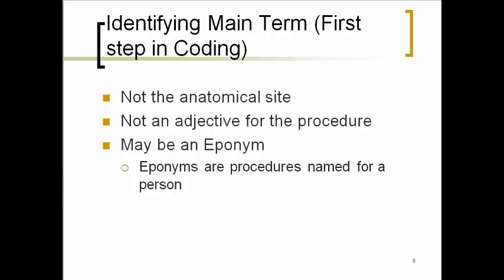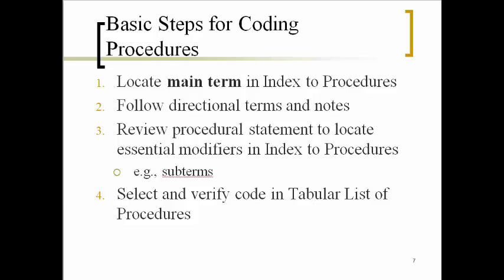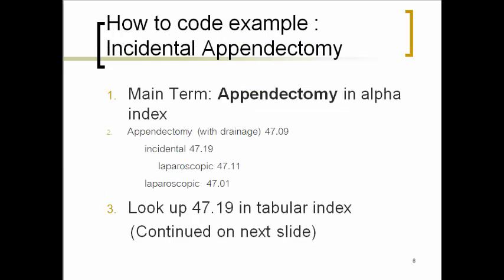Our first step is identifying the main term. This should look very familiar. Not the anatomical site and not the adjective for the procedure, but maybe an eponym. So our basic steps are: we locate the main term, we follow directional terms and notes, review the procedural statement to locate any additional information, subterms, modifiers, and then verify the code in the tabular list. Remember, we never ever code just from the alphabetical listing. A good rule of thumb is also to look up and down plus and minus 3 codes in the tabular list to ensure you have the proper procedure.